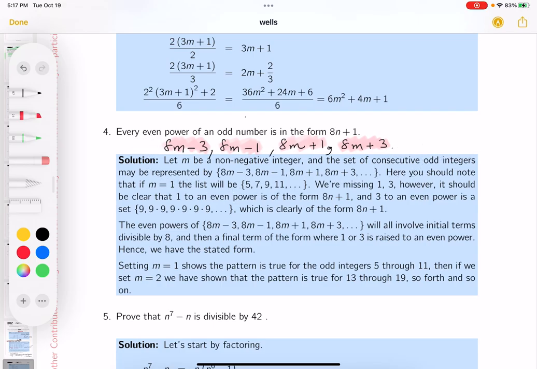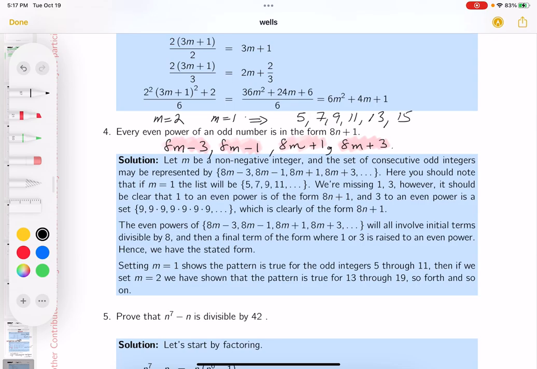I'm going to claim that I could pick m's here. They're going to work nicely. For example, if I chose m to be 1, what would the list be? Well, it would be 5, 7, 9, 11. And if I picked m to be 2, what would I get? 16 minus 3 is 13. I get the next one. What's the next one going to be? Let's see, 15. You get the idea. We can generate a list over here.